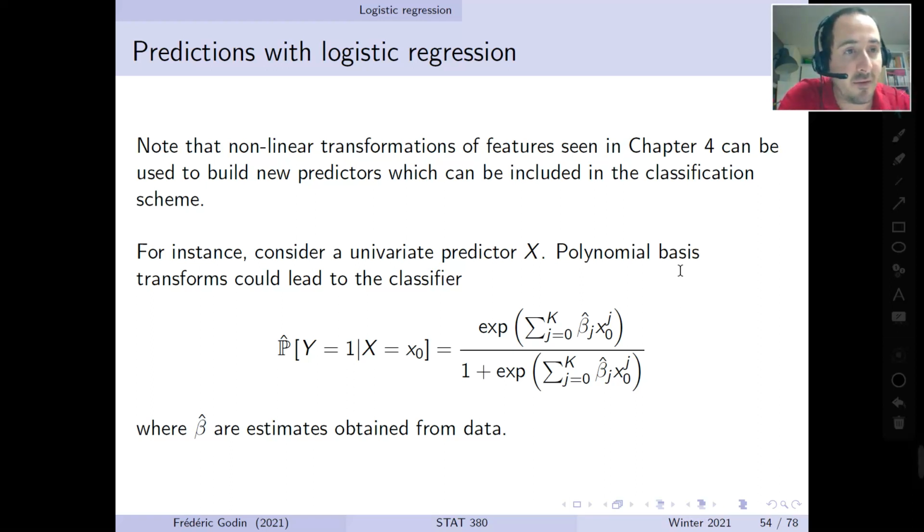If you do that, you could have a polynomial logistic regression where the estimated probability of being in the first class given your predictors x0 could be of the following form. It's the logistic function applied to the linear combination of the new predictors, where the new predictors are the powers of that original predictor. So the same concept of transforming predictors to get new ones and get a more flexible model still applies here.